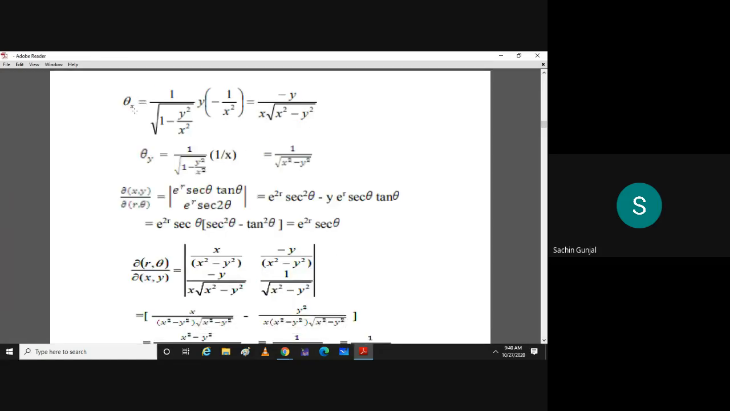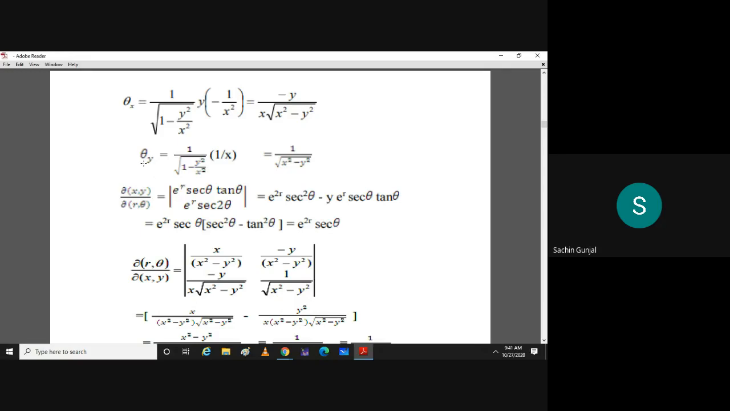So the derivative of theta, that is sine inverse y by x, with respect to x: 1 upon under root 1 minus y square by x square, into the derivative of y by x, that is minus y upon x square. Now if you simplify this, x will go in the numerator. So that will be minus y upon x into under root x square minus y square.